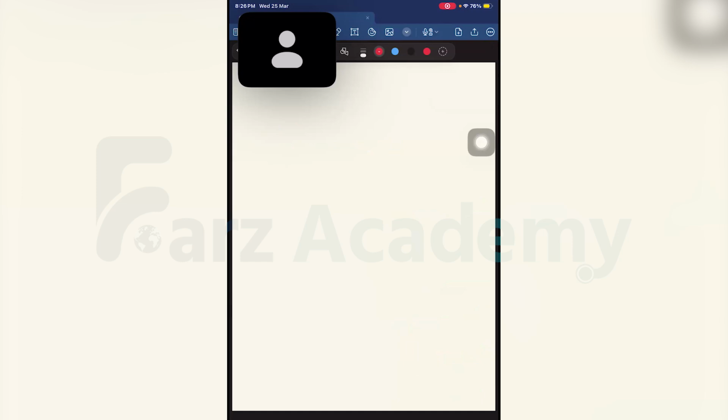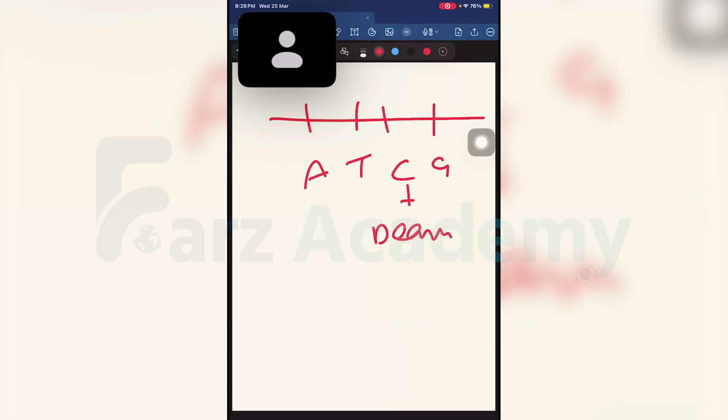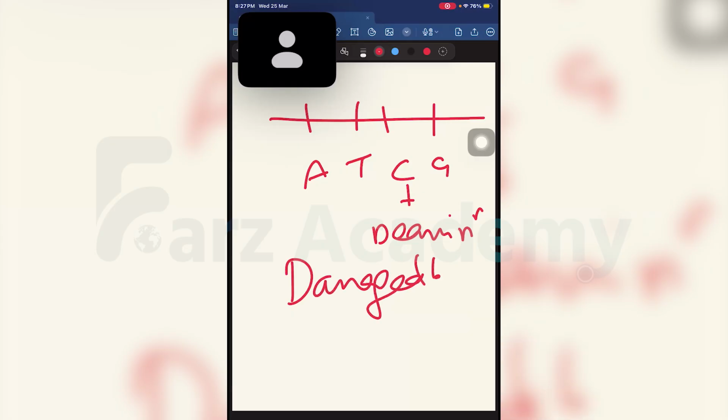Now, suppose there is a base. Here I have a DNA strand with adenine, thymine, cytosine, guanine. Suppose this base undergoes deamination or any other chemical abnormalities like hydroxylation, oxidization, alkylation. Now the base is called your damaged base. Now, a damaged base is repaired by a repair mechanism called base excision repair.